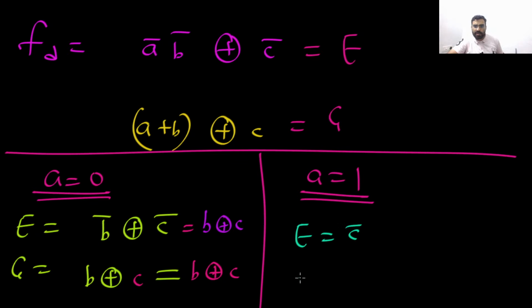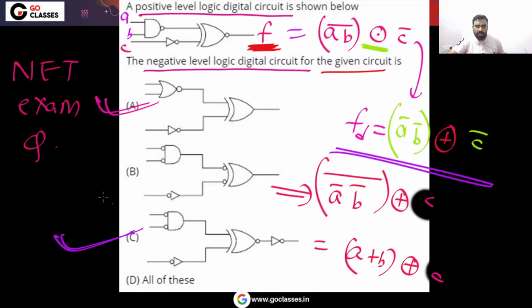0 XOR c bar is c bar, and here when a is 1, then 1 XOR c, that is c bar. So yes, both are the same. So all these options are correct. So the answer will be option D. Option D is the correct answer.